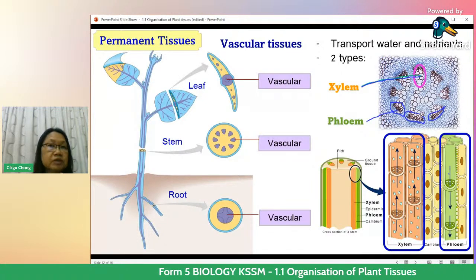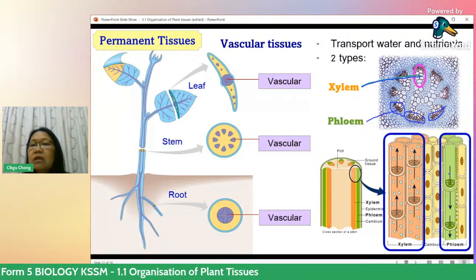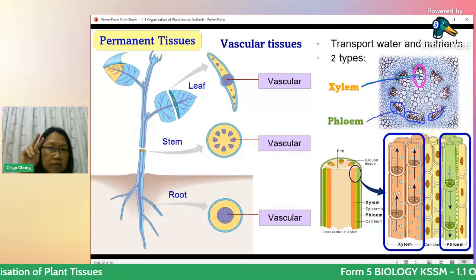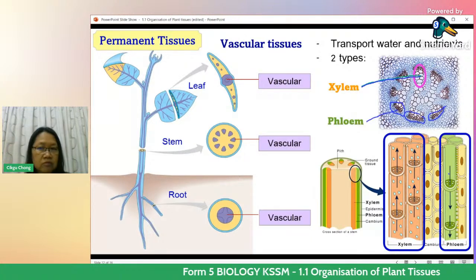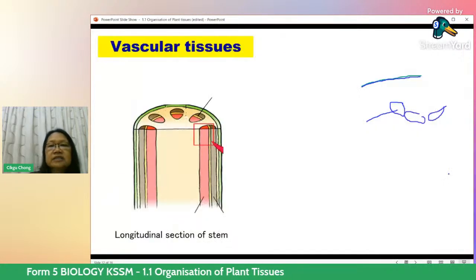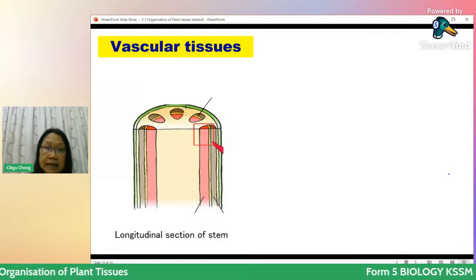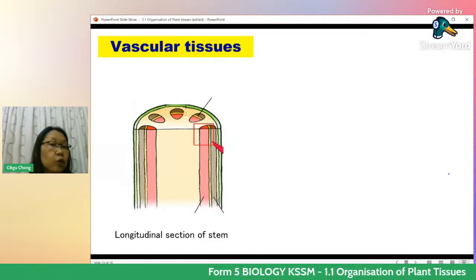Water is transported in one way, which is unidirectional, while food in the phloem can be transported bidirectionally. It can go up or come down, depending on where the food is needed. Next, vascular tissue. Now let's slice through the stem and identify where the phloem and xylem are.